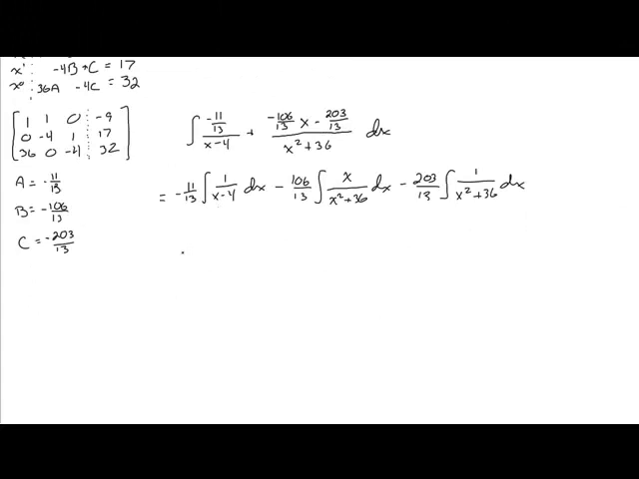Let's start with the ones we can solve and what we need to do for the other ones. This one was ready to solve. This is just a natural log. So negative 11 over 13 ln of the absolute value of x minus 4. I'm not going to put in a plus c yet because I'm just going to put in a single plus c at the very end.